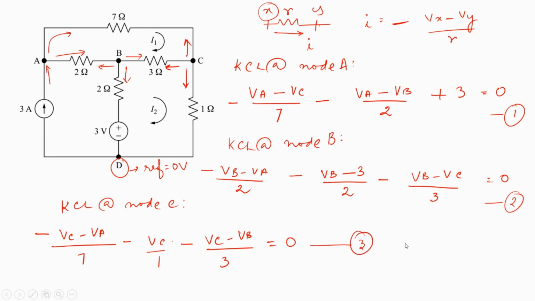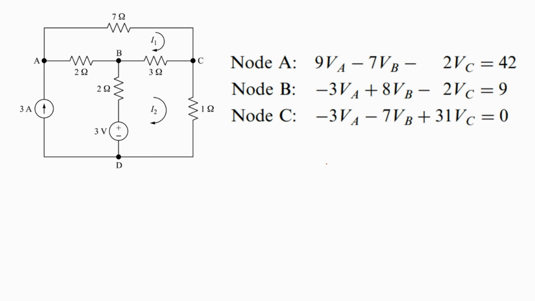Having framed the three equations, we can now solve them to obtain the values of VA, VB and VC. We can simplify the three equations and finally they would appear like this. On solving them, we get VA as 9 volts, VB as 5 volts and VC as 2 volts. This can be solved using the calculator. We can have three simultaneous equations solved at the same time, or we can go for the matrix method. Using Cramer's rule also, we can solve this system of equations.